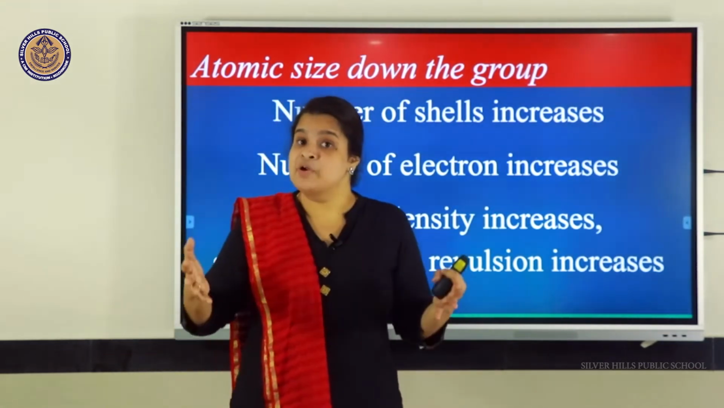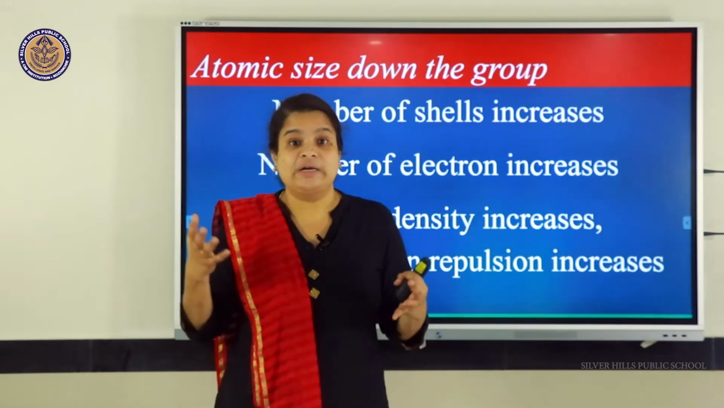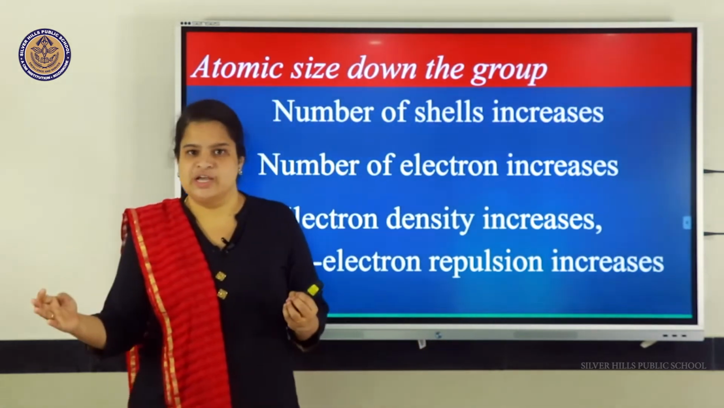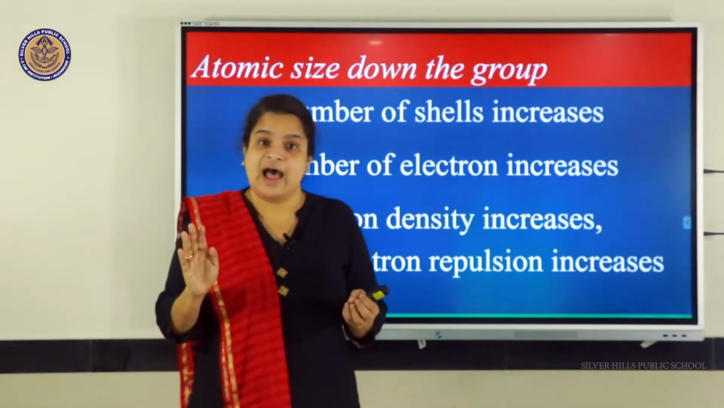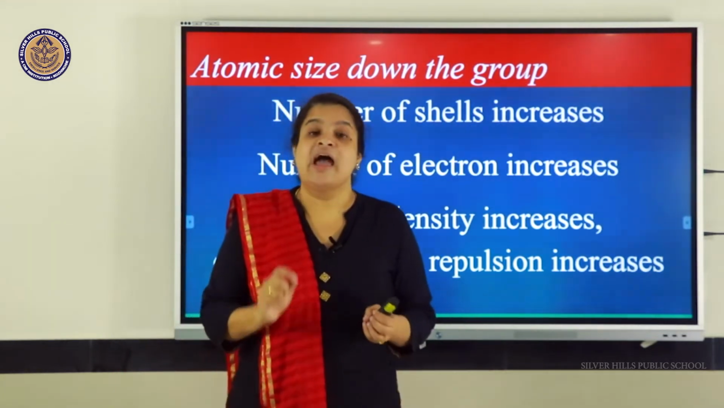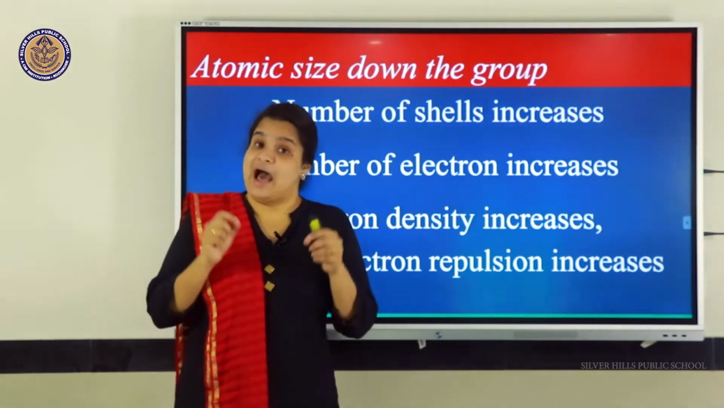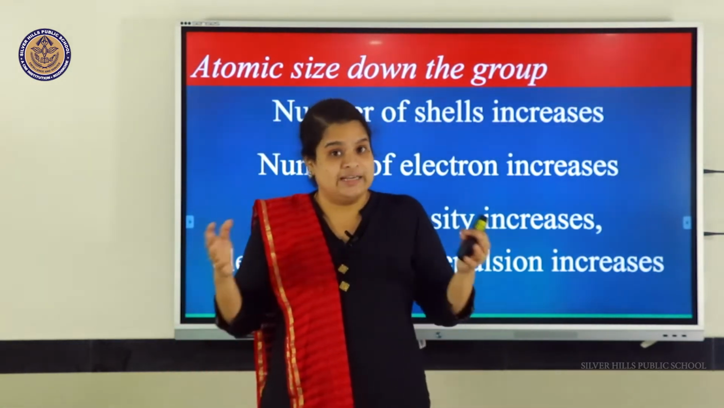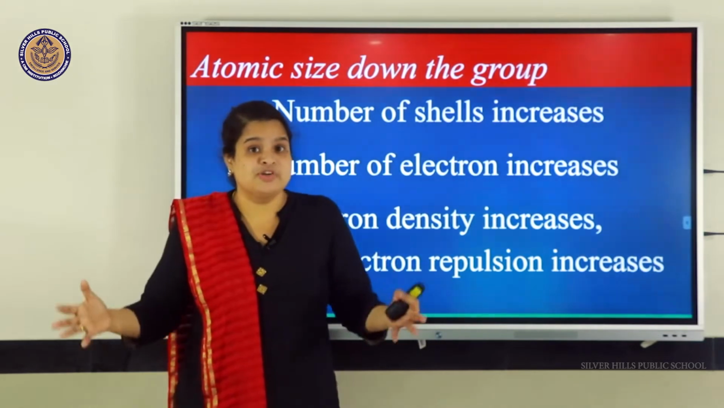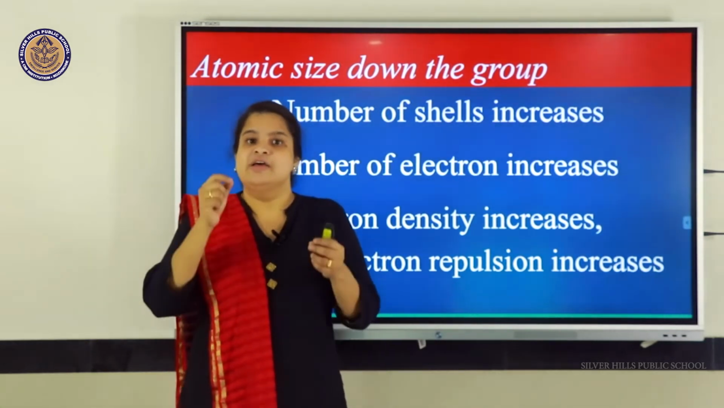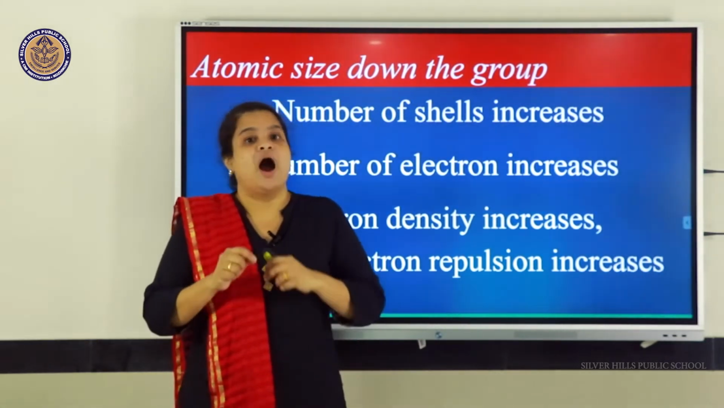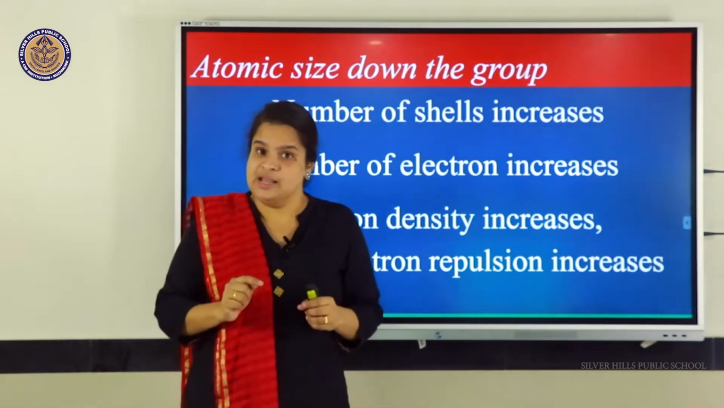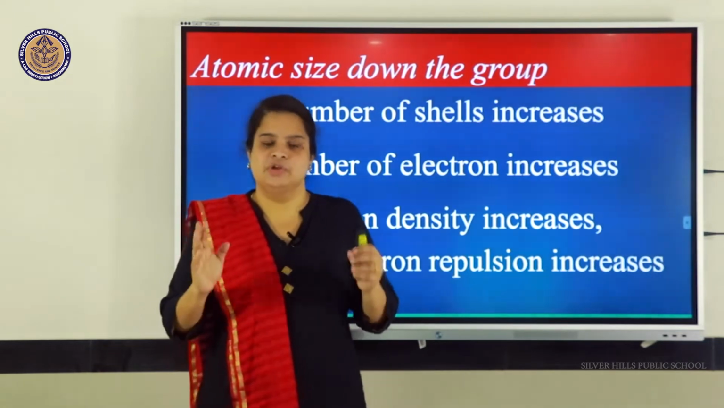So, as the number of shells increases, what happens? The shielding effect outweighs the effective nuclear charge. It doesn't mean that the atom does not have an effective nuclear charge. The atom has the effective nuclear charge, but because the size is bigger, because the number of shells is bigger, the effective nuclear charge is being outweighed by the screening effect. That is, the screening effect outweighs the effective nuclear charge.